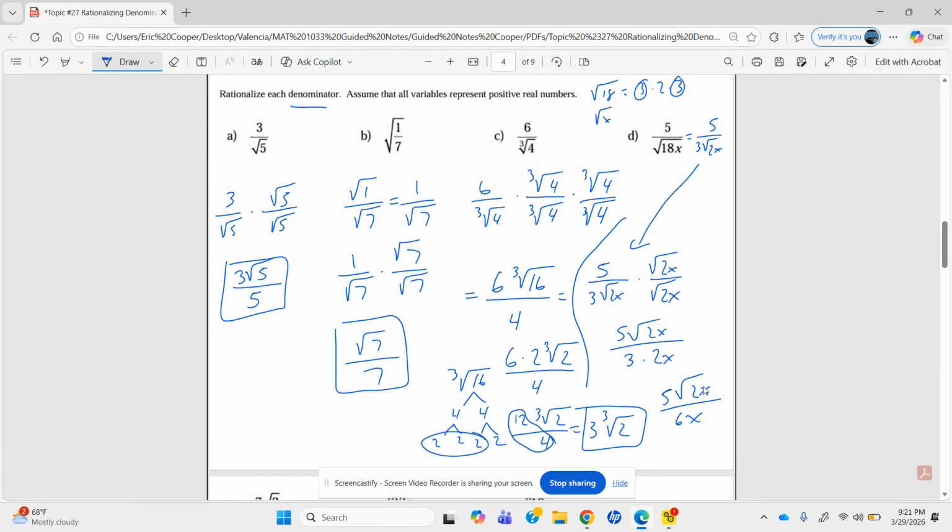5 over 6 doesn't reduce. These x's can't cancel because this one is under the radical. So this would be my final answer. Again, we're okay to have a radical in the top when we rationalize the denominator. We just cannot have a radical left in the bottom.